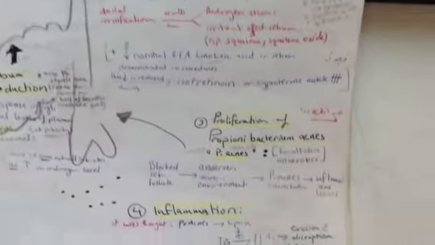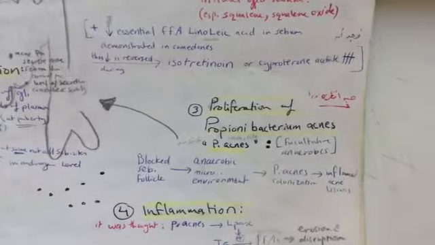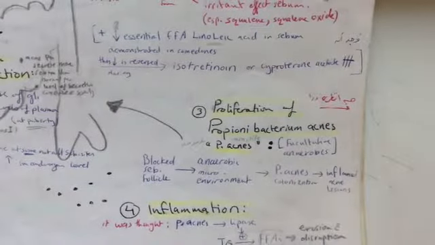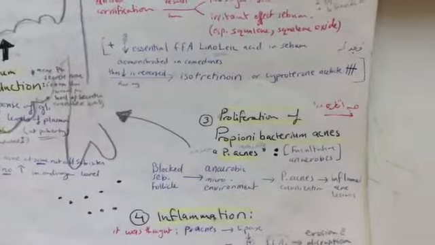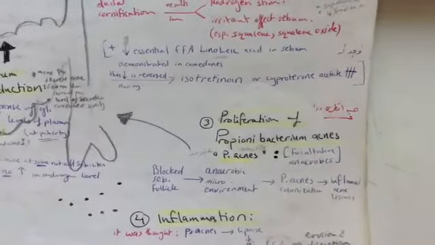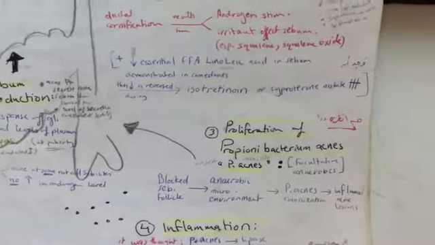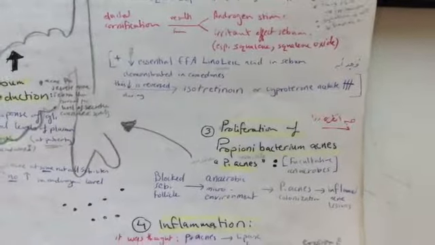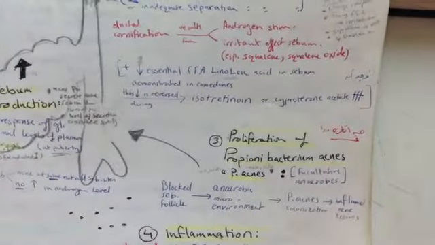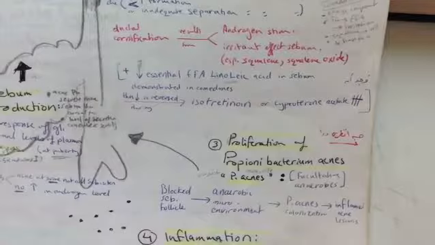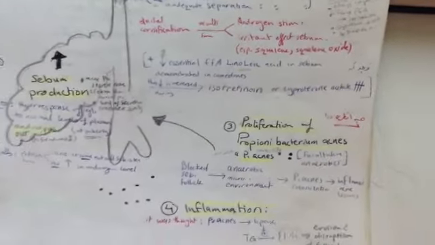The third thing, or etiopathogenesis, is proliferation of Propionibacterium acnes. A blocked sebaceous follicle leads to an increased anaerobic microenvironment, leading to Propionibacterium acnes colonization and inflamed acne lesions.